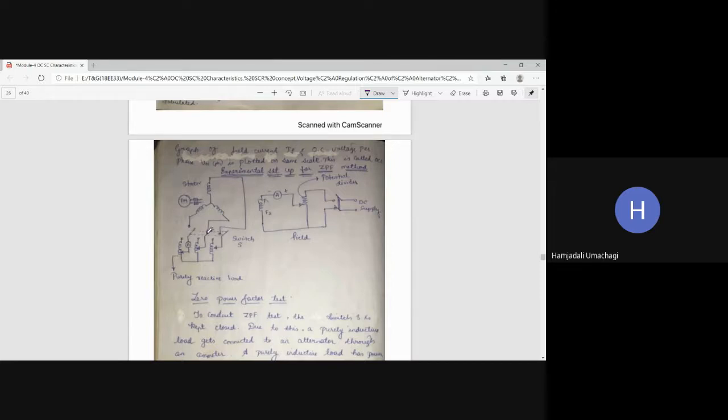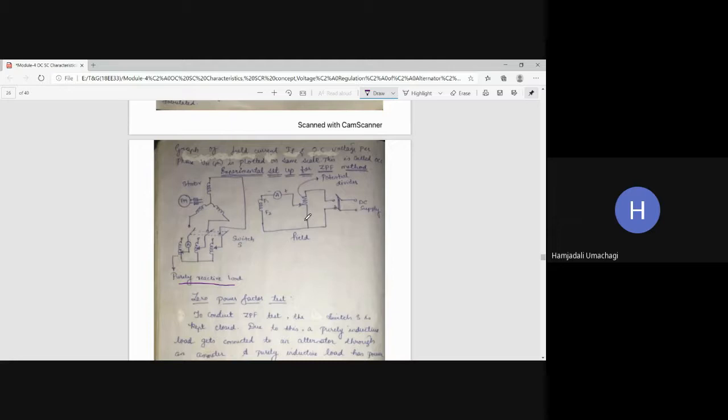Because of that reason, we call the short circuit test by the name zero power factor test. Zero power factor test means here we are using pure reactive or pure inductive load. Because of that, a pure inductive load will have zero power factor. Is it clear? And this circuit diagram you need to draw for the ZPF method.